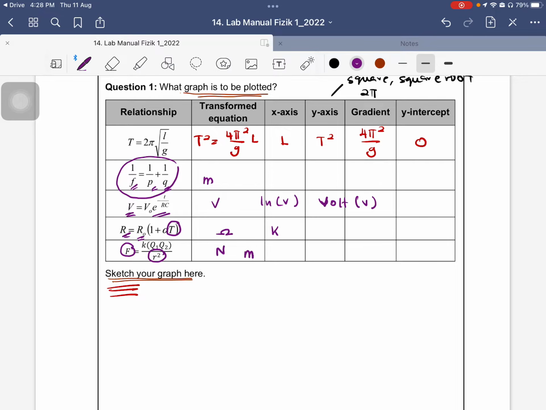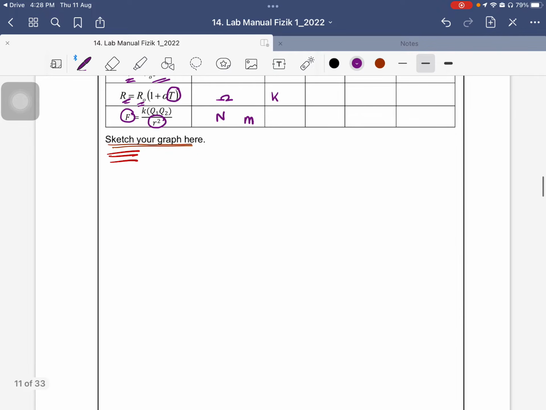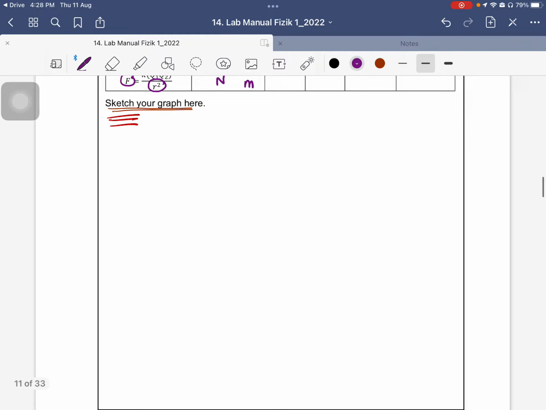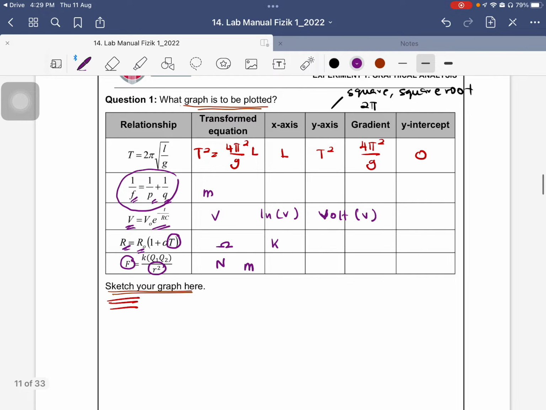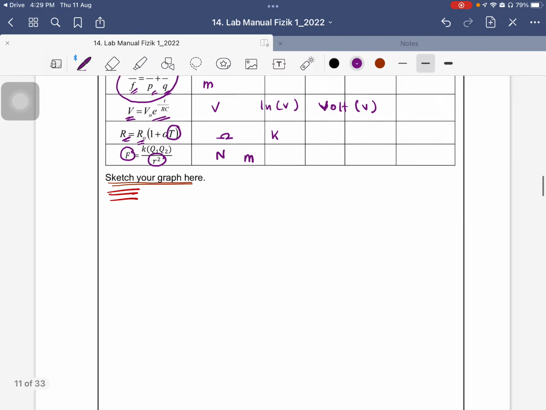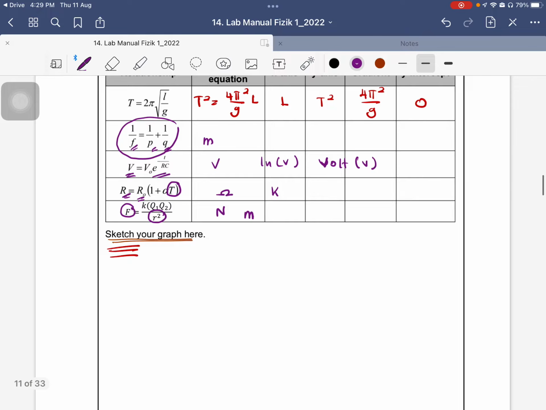Okay. Alright. So you need to use the space given to answer the question. Sketch your graph here. You will have 1, 2, 3, 4, 5 graphs. One already has the answer given, and you have another 4.